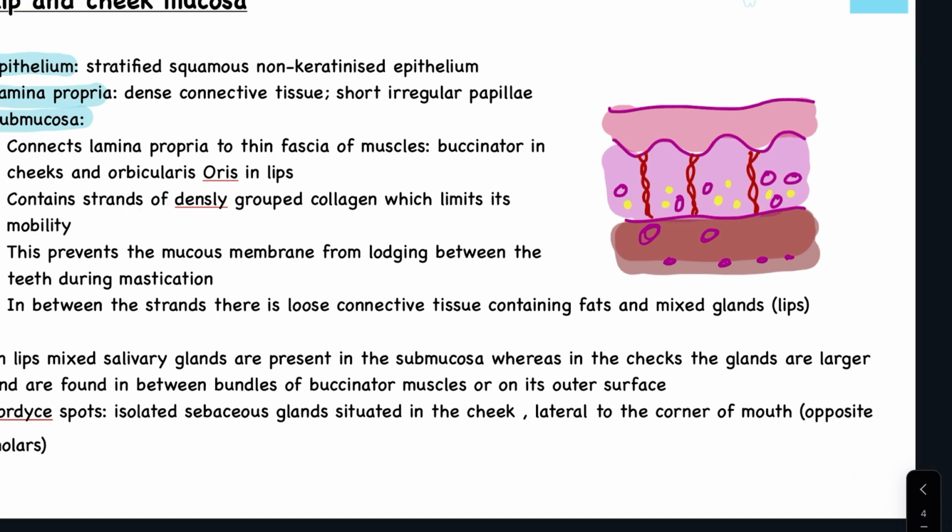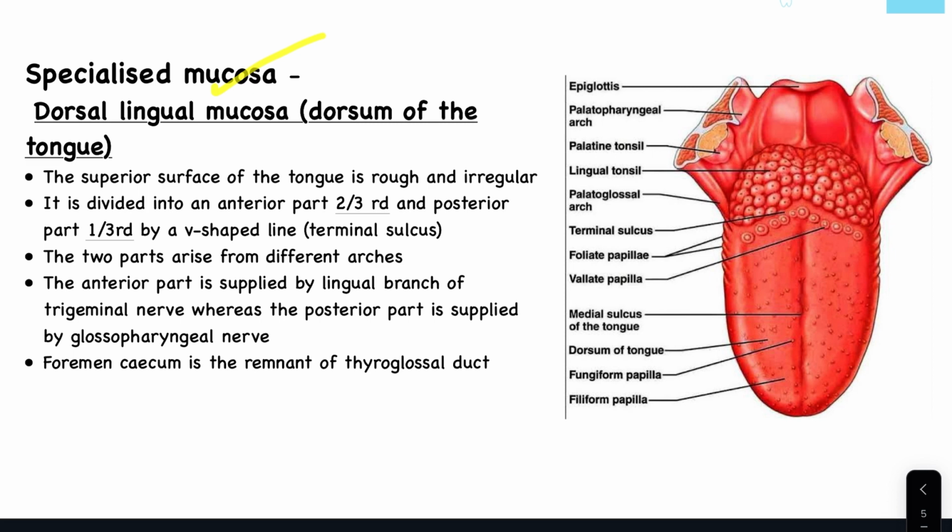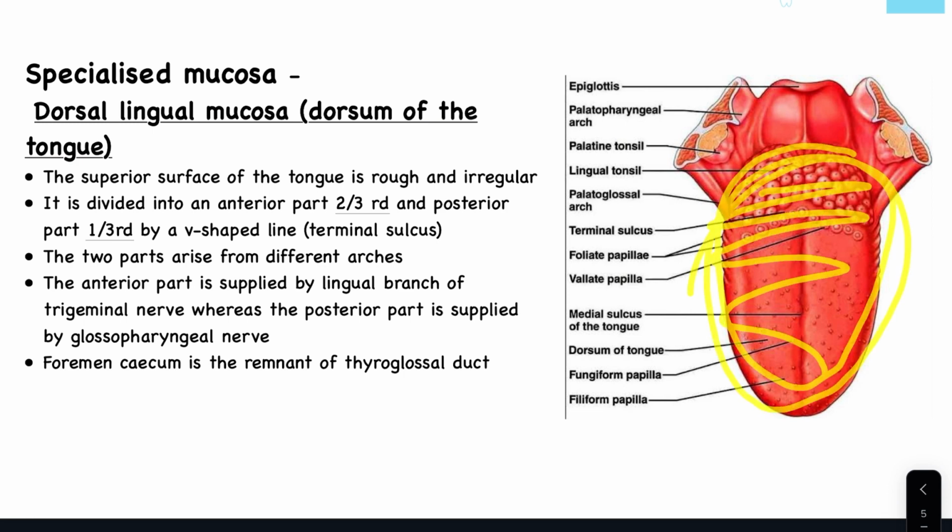Now moving ahead with the main topic, the specialized mucosa. Specialized mucosa includes the dorsal lingual mucosa, which is the dorsum of the tongue. Right, so the upper portion of the tongue is specialized mucosa.